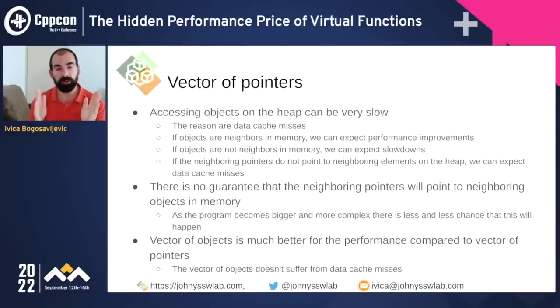Now, when you have your program and you allocate a vector of pointers, and now you're allocating objects for the pointers to point to, imagine you have a vector of 1 million pointers and you will have 1 million calls to malloc or new. We have 1 million allocations on the heap. There is no guarantee that the neighboring pointers in the array will point to neighboring objects in memory.